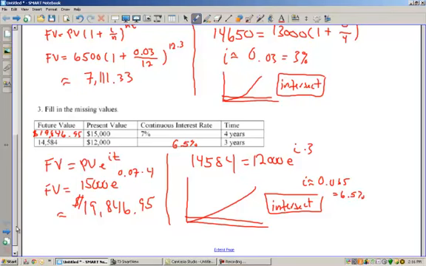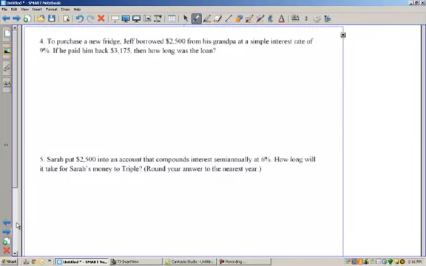All right. On the next page, instead of given a table, what we have are 3 word problems. And when we do word problems, all you really need to do is underline the numbers and the words you think are important. So to purchase a new fridge, Jeff borrowed $2,500 from his grandpa at simple interest rate of 9%. If he paid him back $3,175, then how long was the loan?